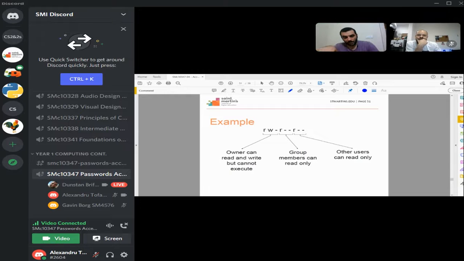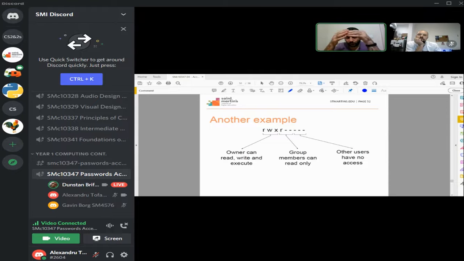But then if we look at a slightly different example, in this case the owner can do everything: read, write, and execute. Group members can only read, but the other users do not have any access. Okay, they are segregated.